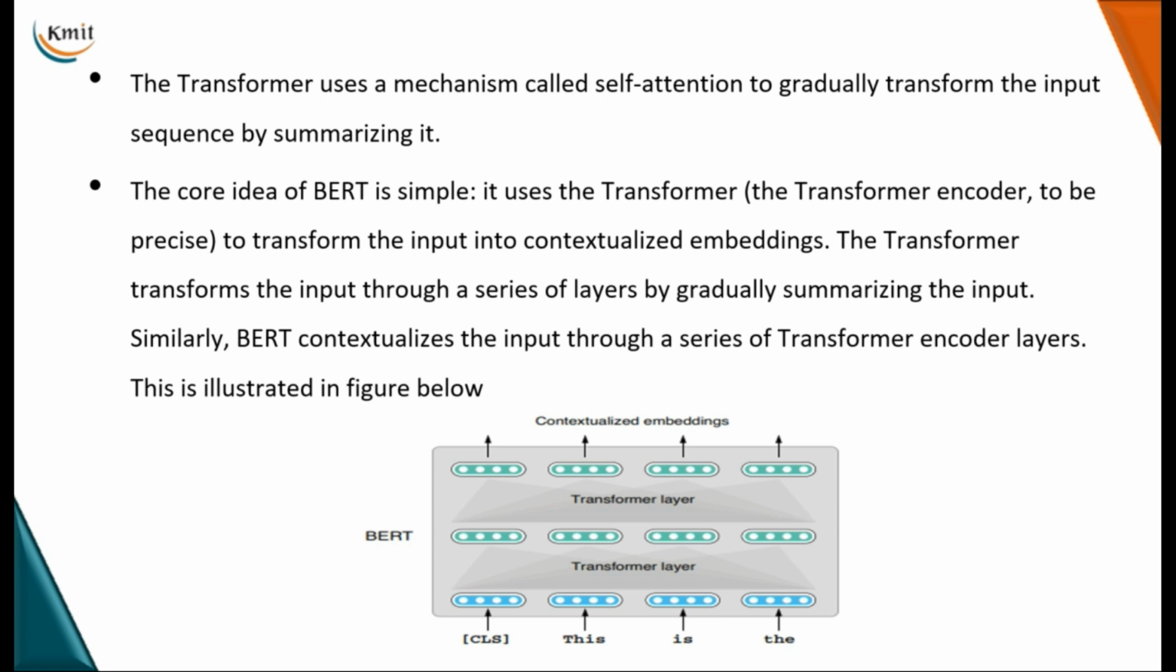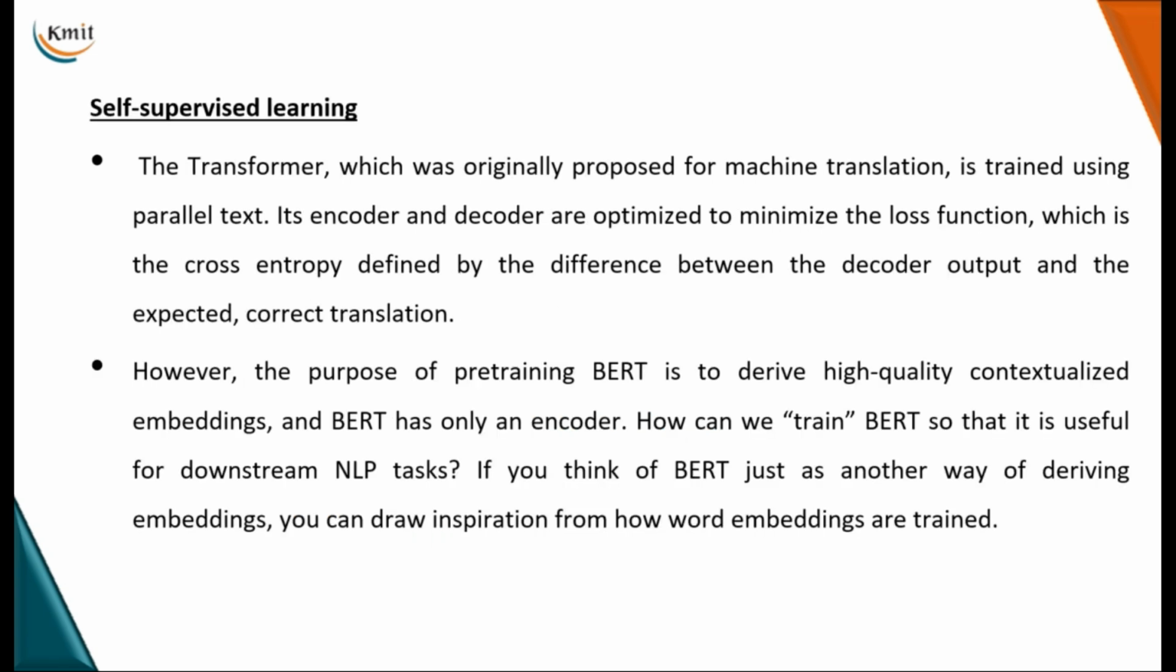When we talk about BERT, BERT takes the inputs and transforms these inputs into contextualized embeddings. That is the simple fundamental behind BERT. Okay, the transformer transforms the input through a series of layers by gradually summarizing the input, and BERT will contextualize the input through a series of transformer encoder layers only. So that is the reason we call BERT an encoder-based transformer architecture.